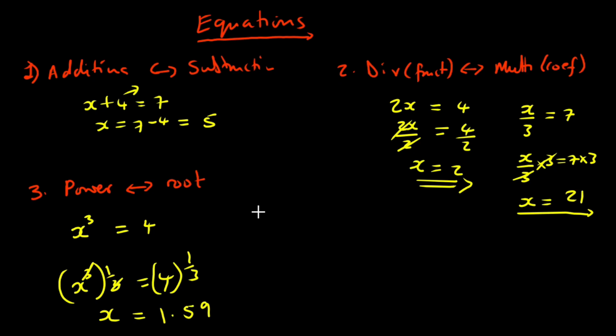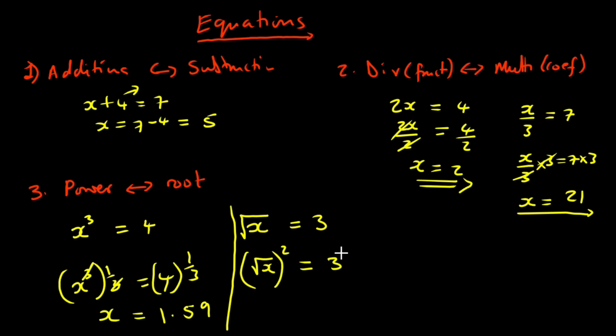We get 1.59. Okay. How about when I am given square root of x is equal to 3? In this case, I am given a root, and root is removed by power of the same type, right? So this is to the power 2, 3 to the power of 2. Thus this and this will cancel out. Our x is going to be equal to 9.